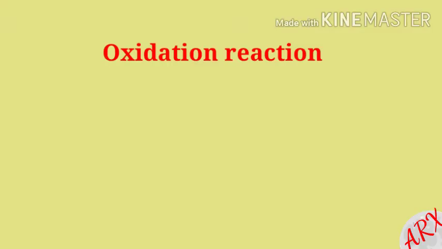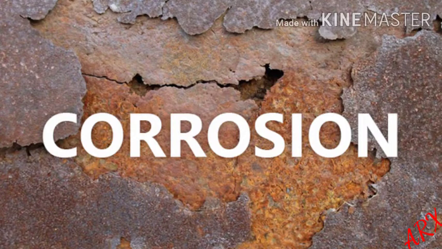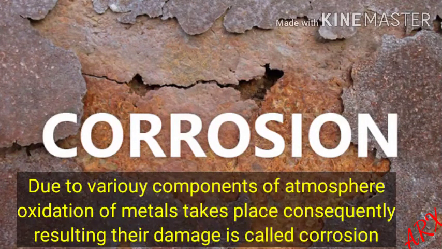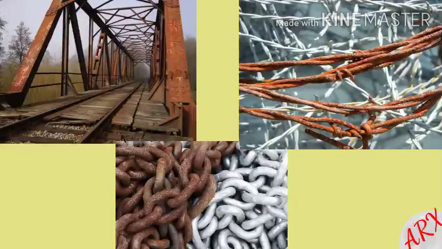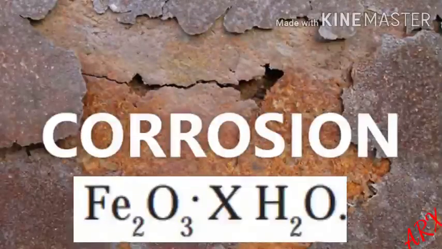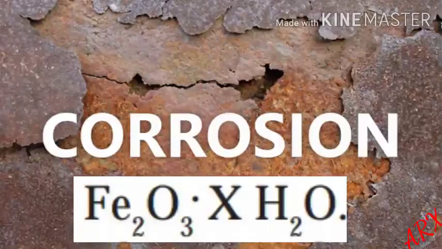There are many examples of oxidation reaction in our daily life. First is corrosion. Due to various components of atmosphere, oxidation of metals takes place, consequently resulting in their damage. This is called corrosion. Iron rusts and a reddish colored layer is collected on it. This is corrosion of iron. Its formula can be written as Fe2O3.xH2O.